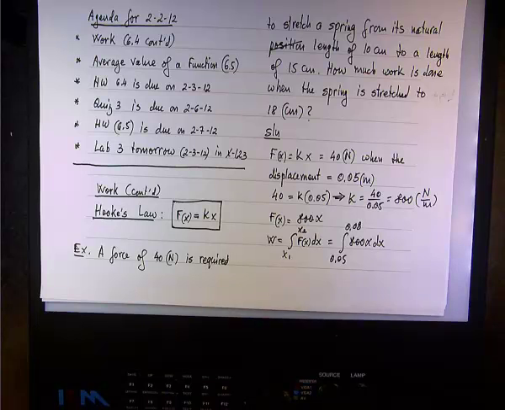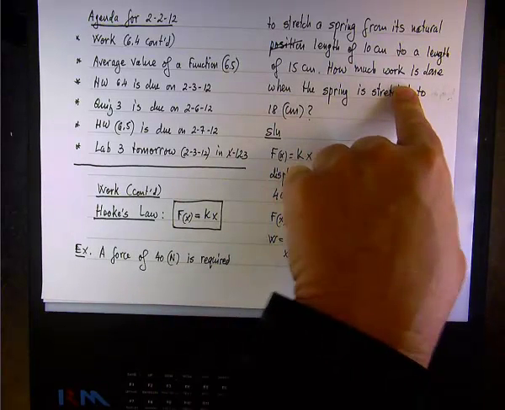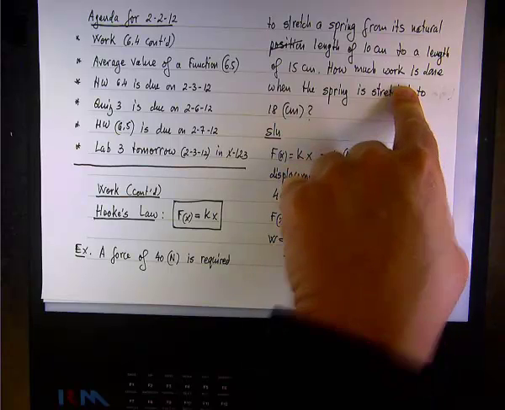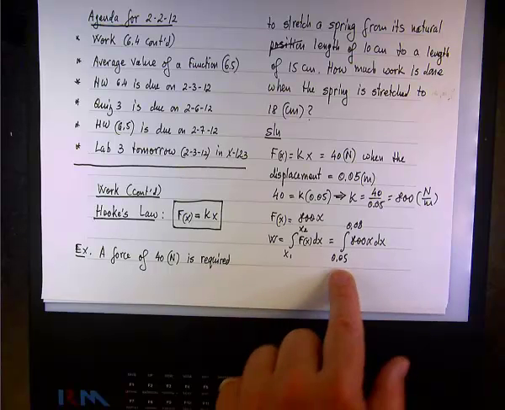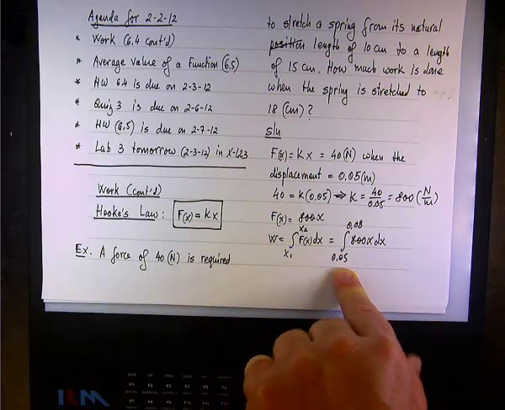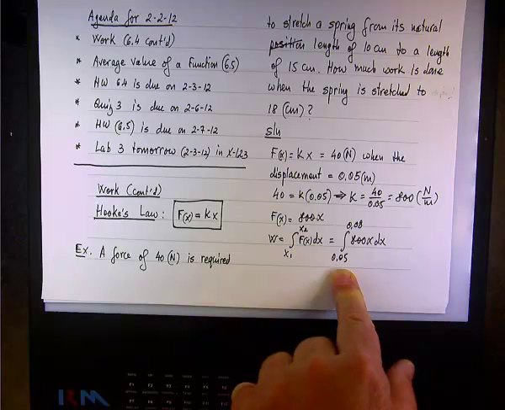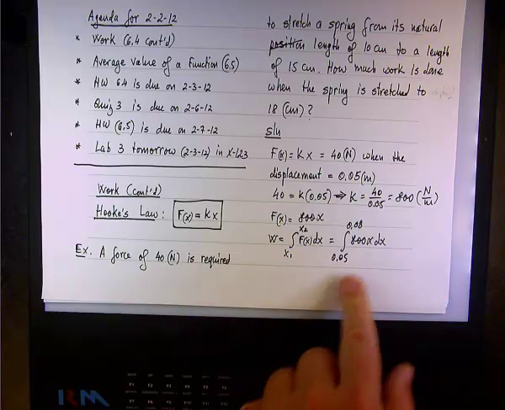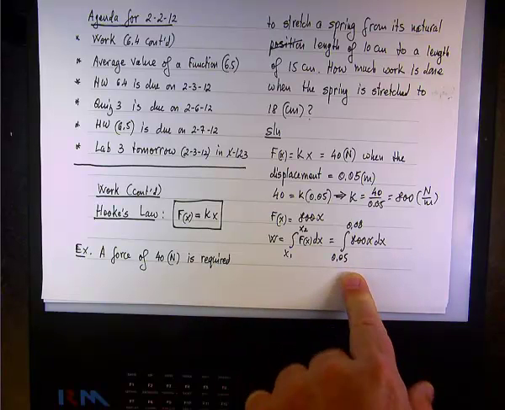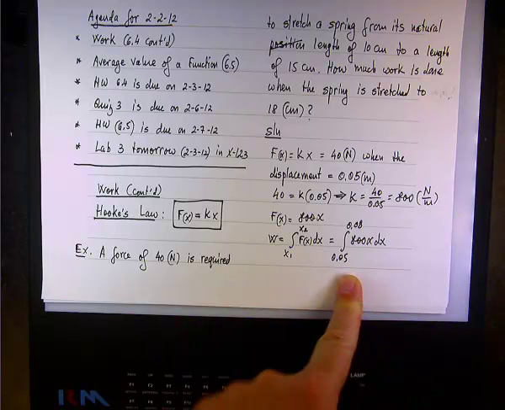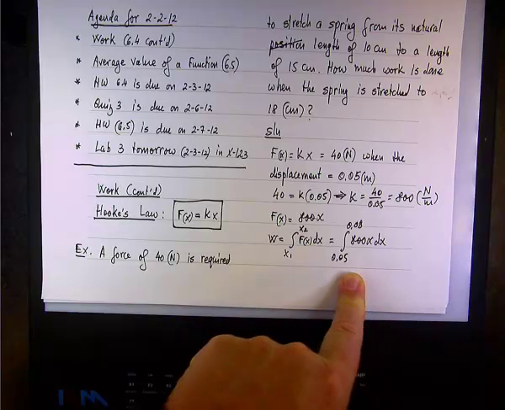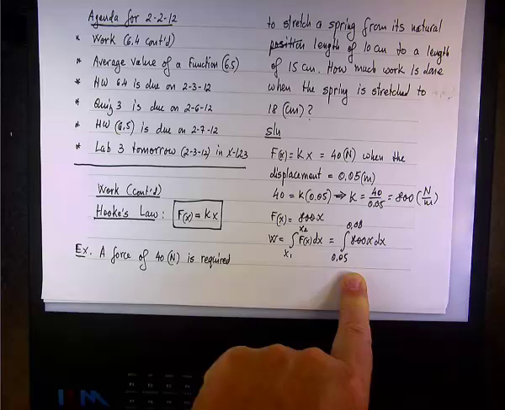Right. But the question is, how much work is needed to further stretch it from 15 to 18, if it wasn't clear? So the initial position will be 15 centimeters, which is 5 centimeters off the natural length. So 0.05 will be one boundary of the integration. And then we stretch it to 18 centimeters, which is 8 centimeters or 0.08 meters from the natural length.